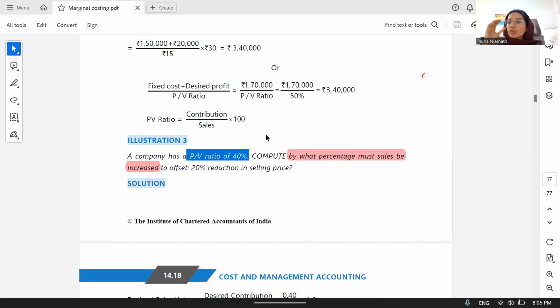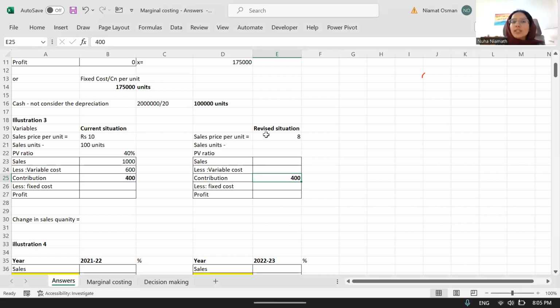So that amount should be the same. The contribution should be the same, but we have to increase the sales quantity. So how much do we increase the sales quantity by? Let's keep the sales quantity as X. What will my sales become? It will become 8X, correct?